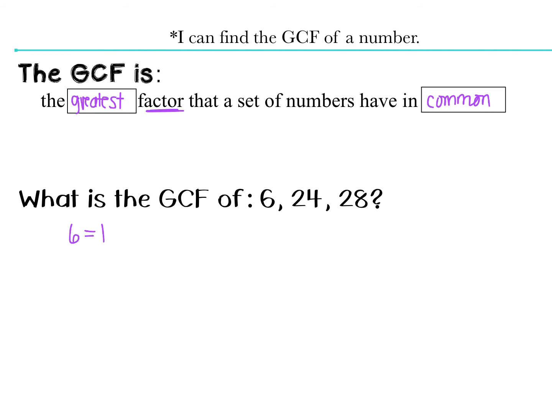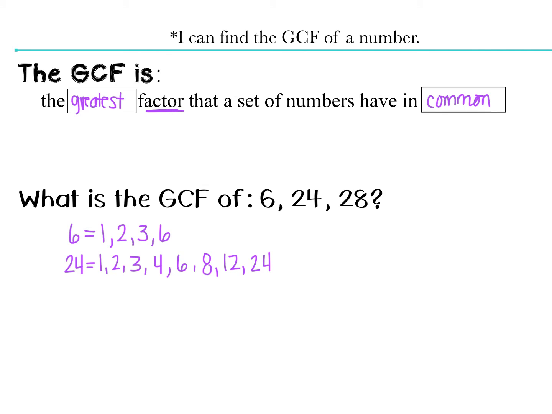So 6 has 1, 2 can go into it, 3 can go into it, 4 cannot, 5 cannot, but 6 can. So 24, 1 can go into it, 2 can go into it, 3 can go into it, 4 can, 5 cannot, 6 can, 7 cannot, 8 can, 9 cannot, 10 cannot, 11, 12 can, 13, 14, 15, 16, 17, 18, 19, 20, 21, 22, 23 cannot, but 24 can.